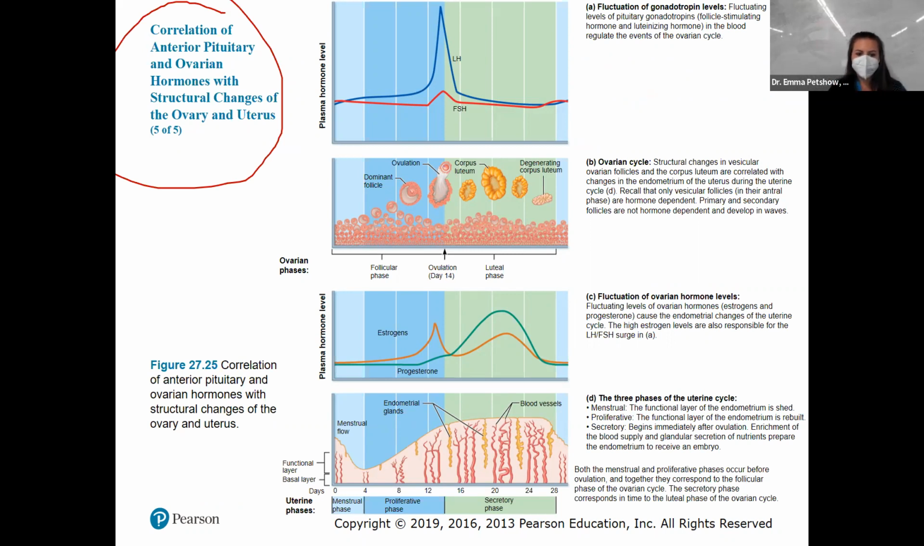It shows where your follicle is, ovulation, corpus luteum, and degeneration. It shows your estrogen spike and your progesterone spike. And it shows menstrual flow, a buildup of your endometrial glands and blood vessels, and then that sloughing off. So if you are trying to high-yield study for this cycle, I would say slide 94 is probably your best bet because it gives you all the hormones, talks about the follicular ovarian phase, and compares it to the endometrial or uterine phase.